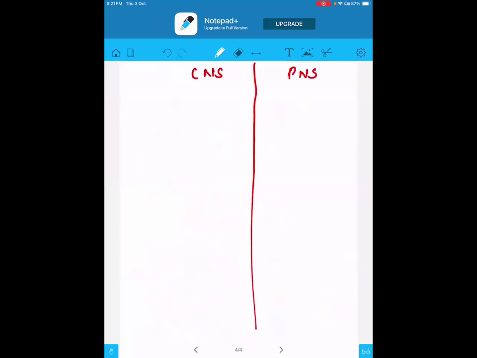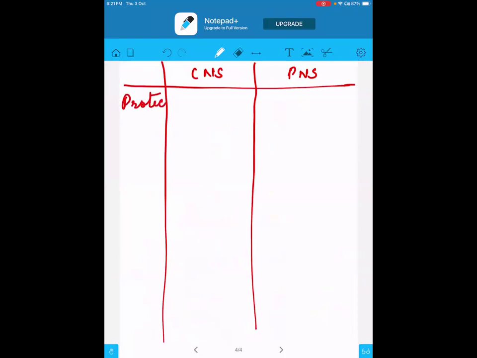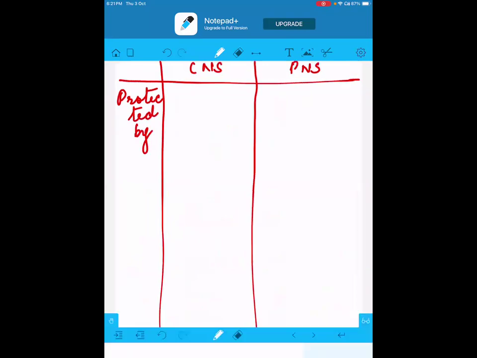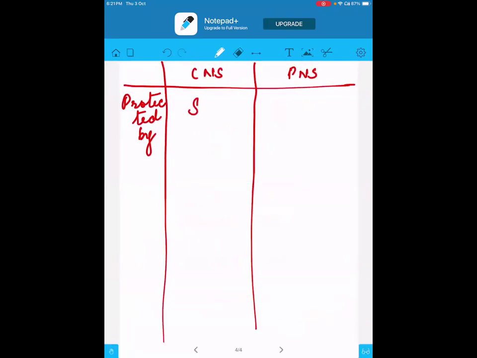Now the next one is protected by. So what do you think, the CNS is protected by what? They are protected by the skull here. Whereas the PNS, they will have the vertebral column. So they will be protected by the vertebral column.